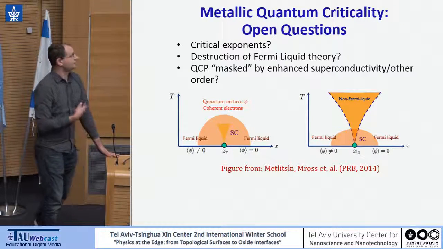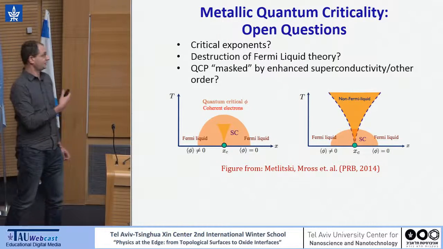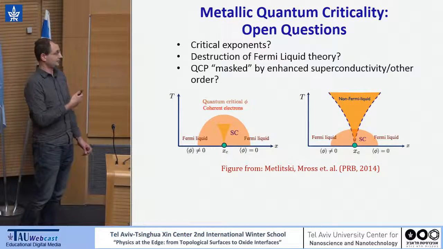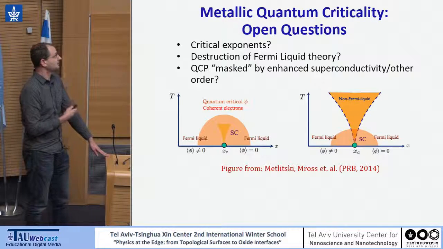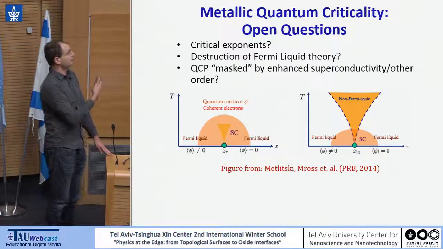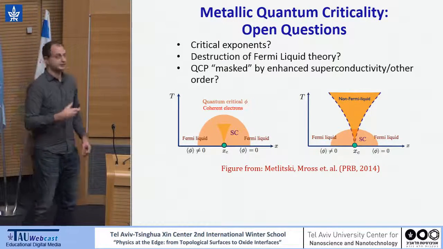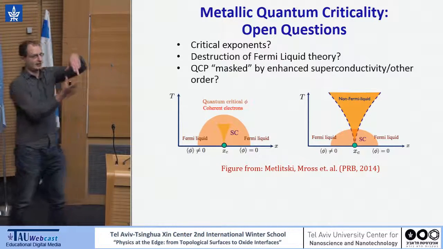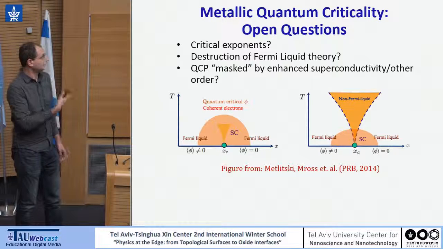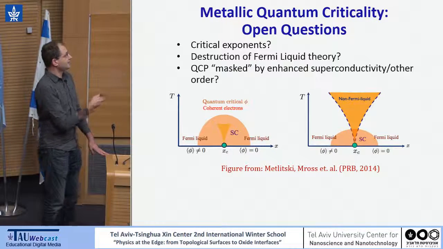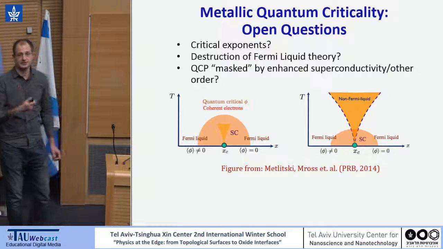Okay, so this is an old problem. What are the universal properties of such an Ising nematic quantum critical point in a metal? It turns out to be a hard problem. Some of the open questions are: what are the critical exponents at the quantum critical point due to the scattering of the fermions off these critical modes? Do you get a breakdown of Fermi liquid theory? Do you get a non-Fermi liquid? Lastly, is the quantum critical point always masked by some other order?